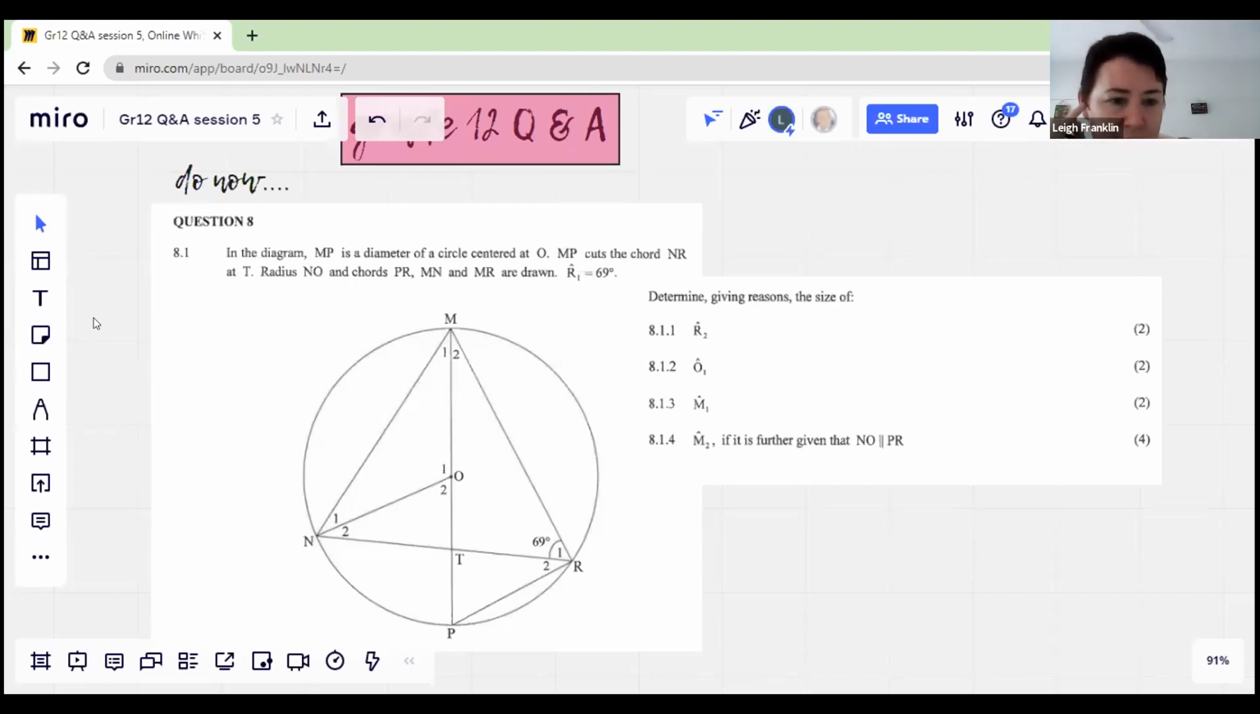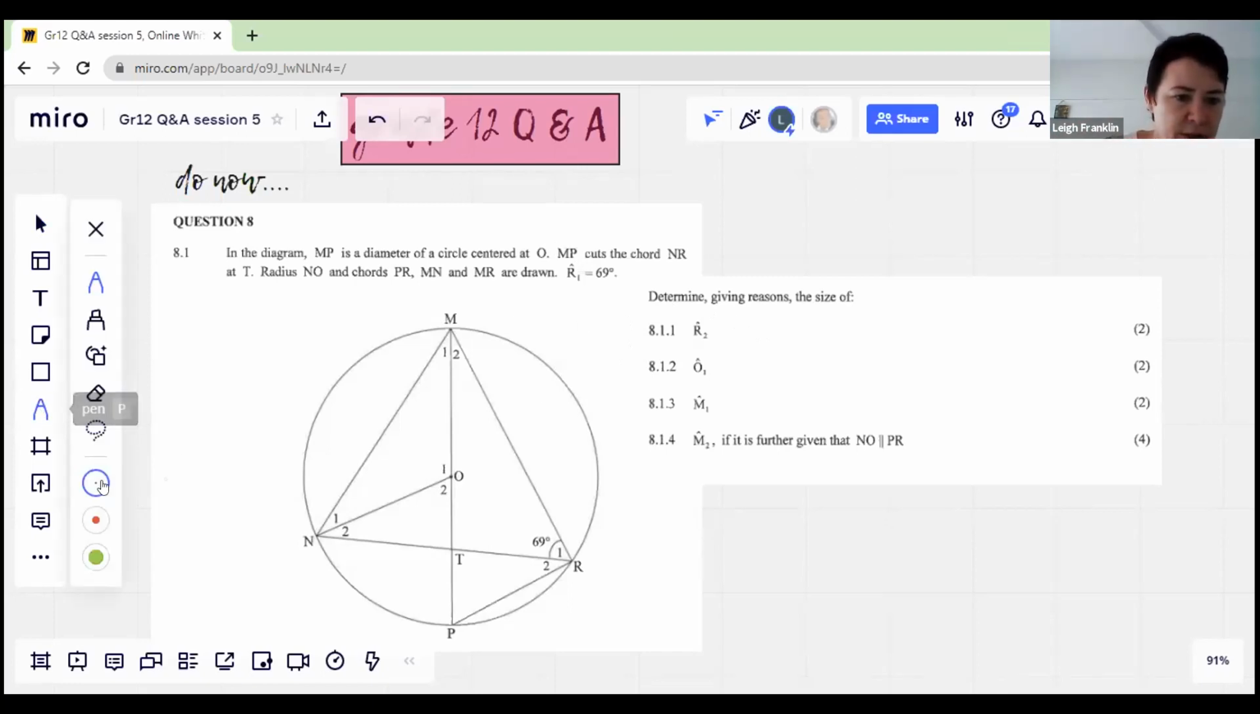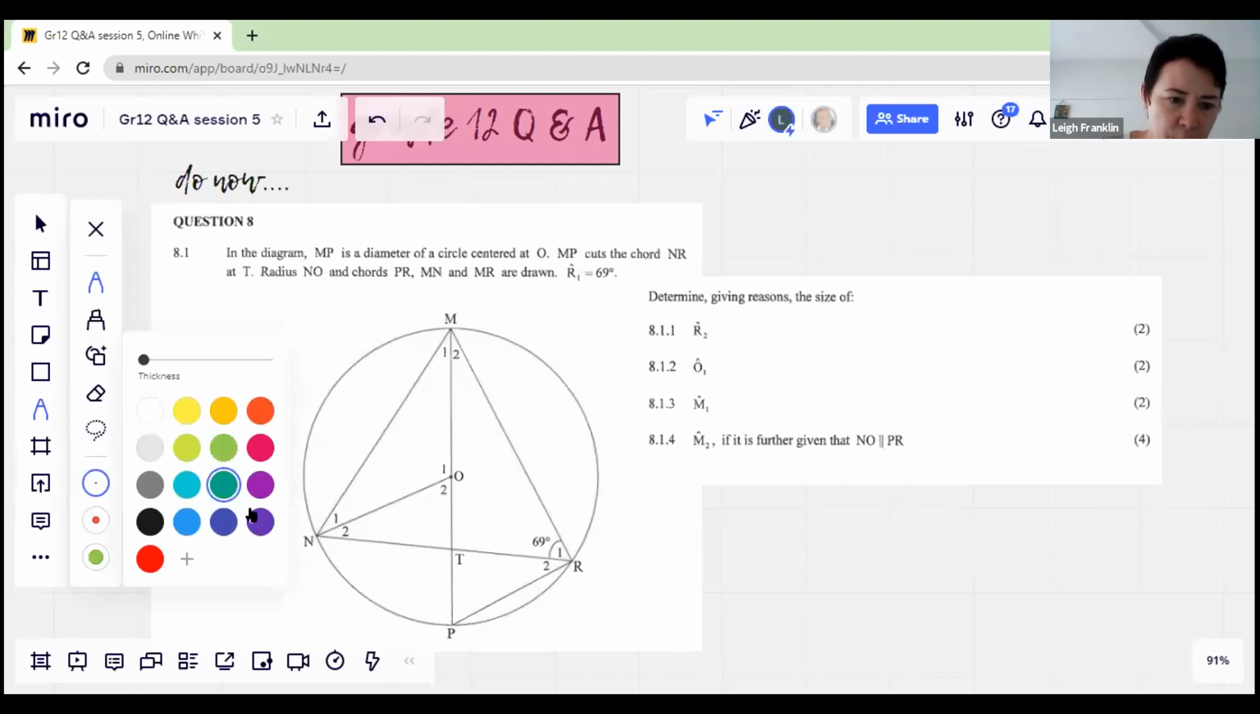All right, so they've told us that MP is the diameter of the circle centered at O, and MP cuts the chord NR at T. Radius NO and chords PR, MN, and MR are drawn, and angle R1 is 69. Determine with reasons the size of angle R2. Okay, Timothy, how big would R2 be and why?